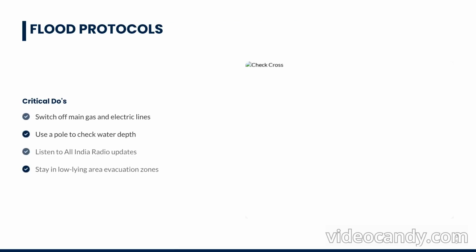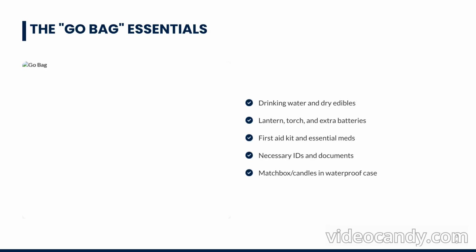For flood protocols, crucial do's include switching off the main gas and electric lines immediately. Use a long pole to check water depth when moving, and listen to All India Radio for official updates. Also, stay in the designated low-lying area evacuation zone. Your go-bag essentials should include drinking water and dry edibles, a lantern or torch with extra batteries, a first aid kit with essential medications, and necessary identification documents. Matchboxes or candles should be stored in a waterproof case.